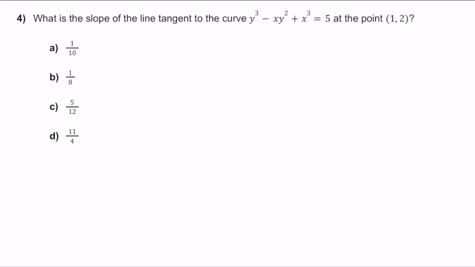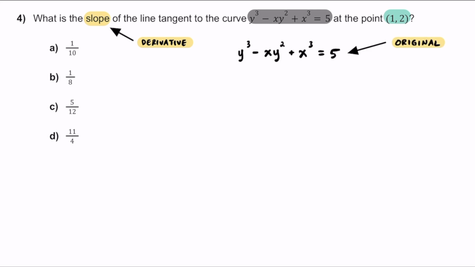The question is, what is the slope of the tangent line to the curve y cubed minus xy squared plus x cubed is equal to 5 at the point (1, 2)? When they ask for the slope, that's just going to be the derivative or the instantaneous rate of change to this curve. We see that our equation has some x's and y's, so we should be thinking of implicit differentiation. And we're given this point (1, 2), so that's the location that we have to find the slope of the tangent line for.